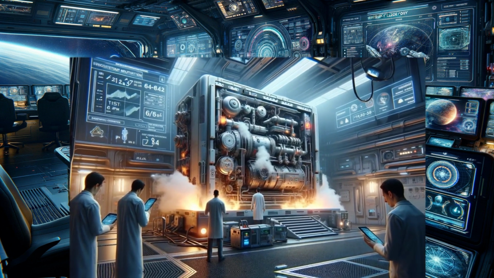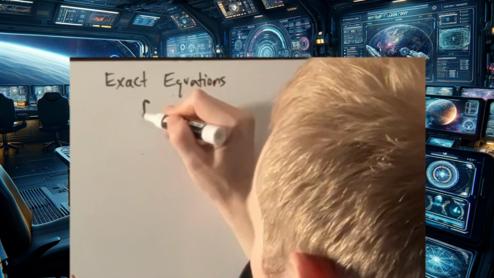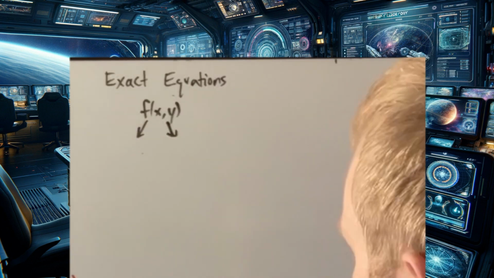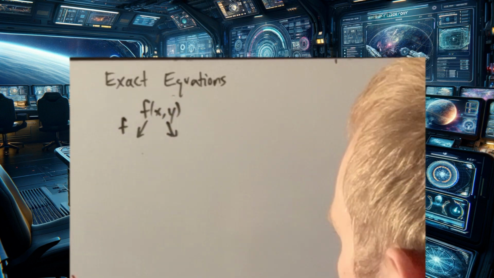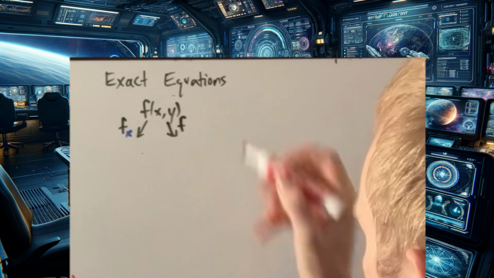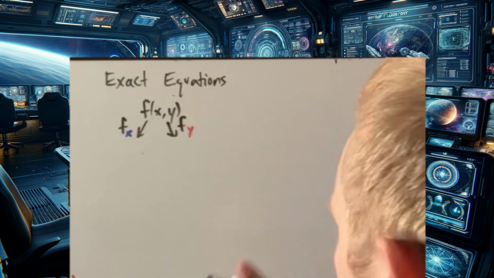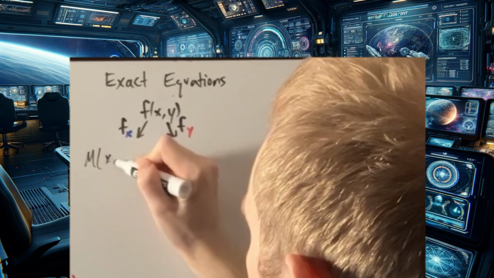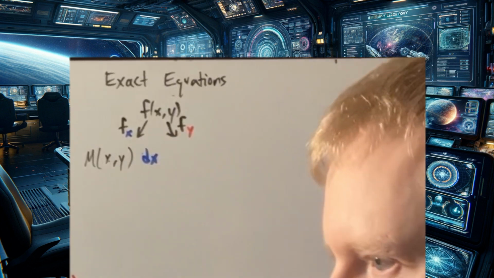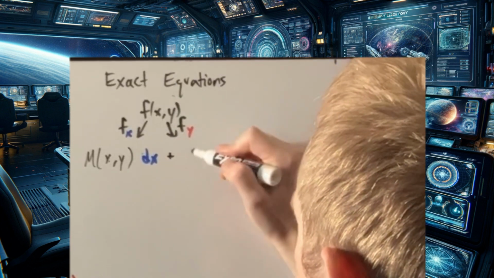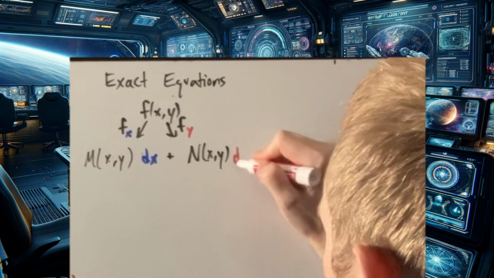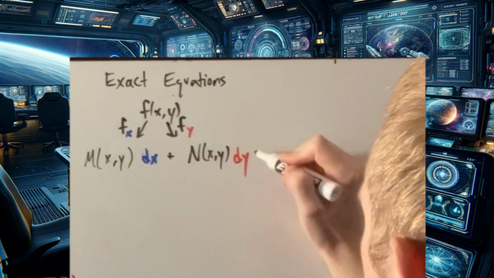We know that if we have some function f of x and y, we can take two partial derivatives. We can go f sub x on the left side and f sub y on the right side. And that will leave us with something that we can write as maybe M(x, y) dx, and then that would be plus N(x, y) dy, and we'll just set this equal to 0.